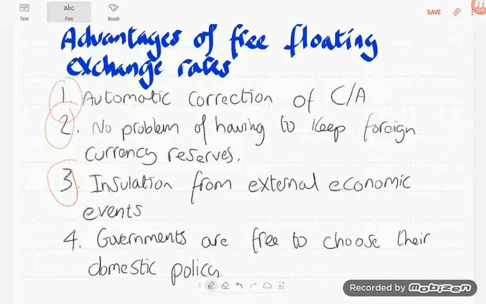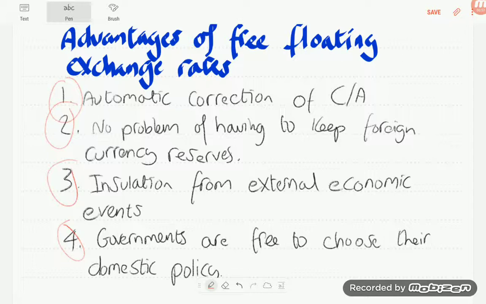Fourth and final point, governments are free to choose their domestic policy. Under a fixed exchange rate, a government loses control of its interest rate setting policy. That is, if the currency needs to appreciate, then the interest rate will need to encourage hot money inflows and shift the demand curve for pound sterling to the right.